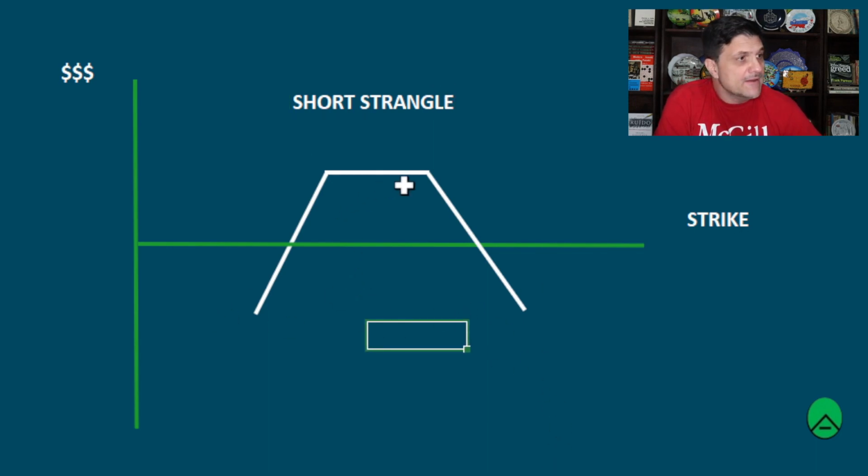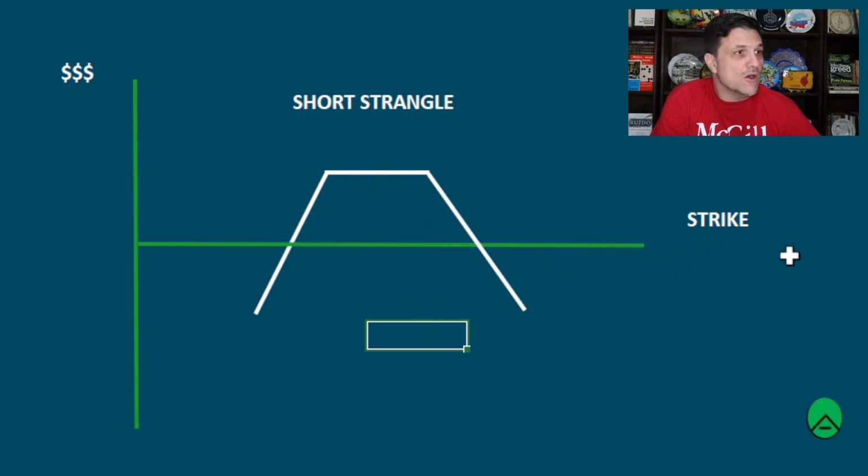It's short because I'm betting that the market's not going to move. So how do I make money here, friends? I make money if the market doesn't move, and those two options that I sold will not be exercised. So I keep the premium in my pocket. That's the idea. Okay, short strangle.